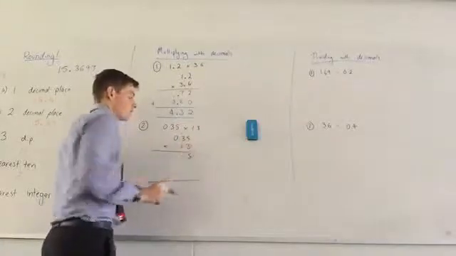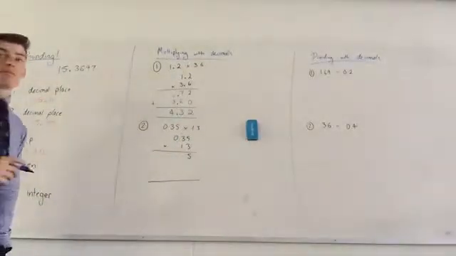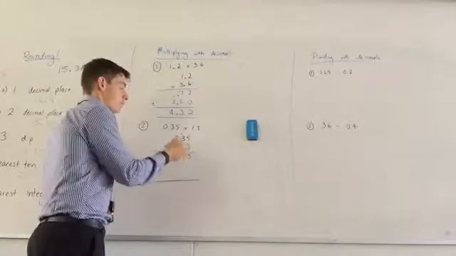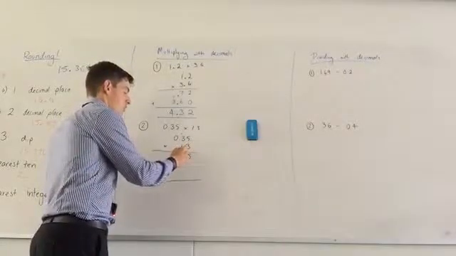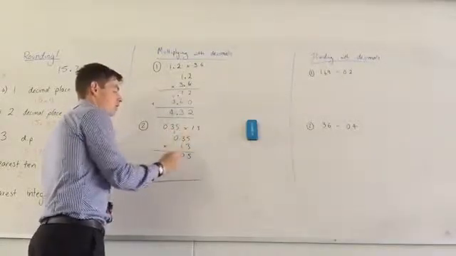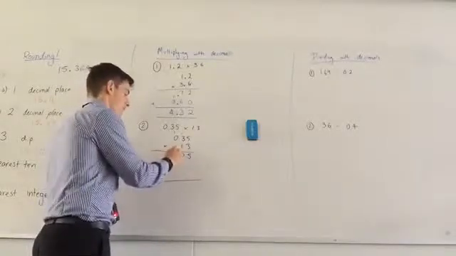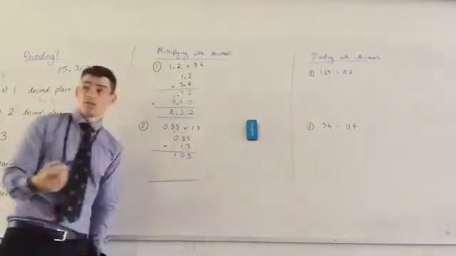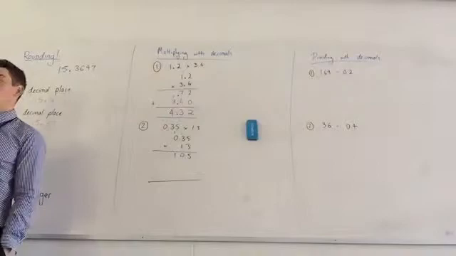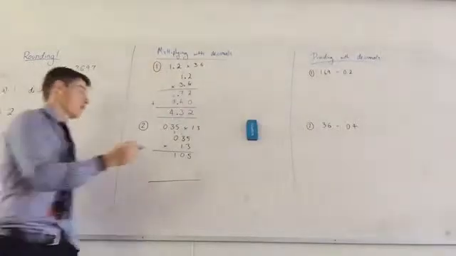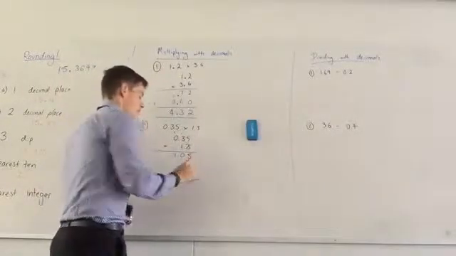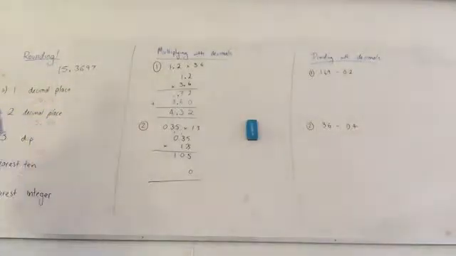Okay, 3 times 3. 3 times 3? 9. Plus 1. So I take the 0, carry the 1. 3 times 0? Plus 1. Good. Now what do I do? Cross the 3 out? Yep. Add a 0. Why am I adding the 0?